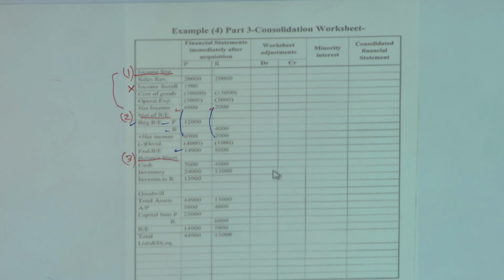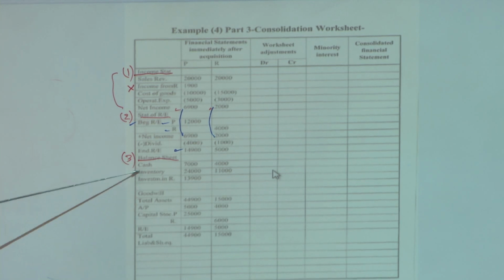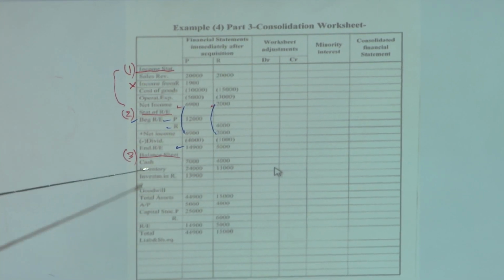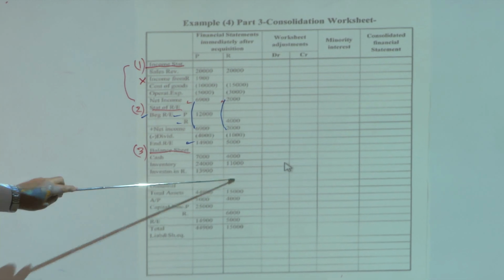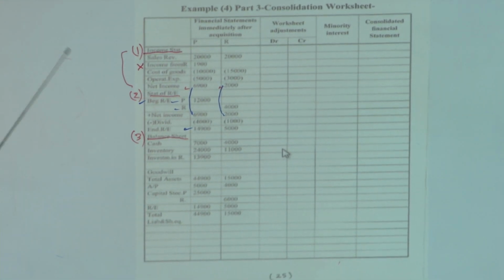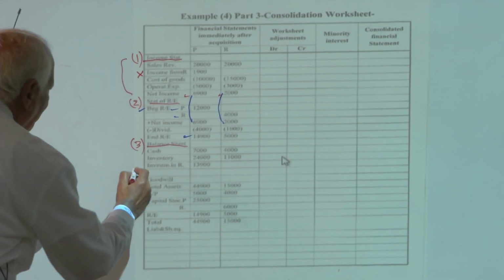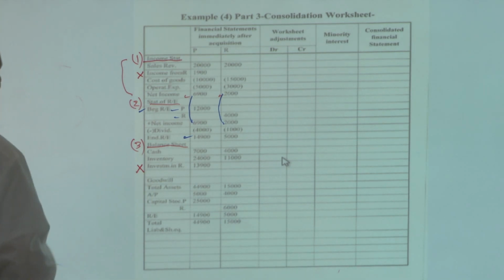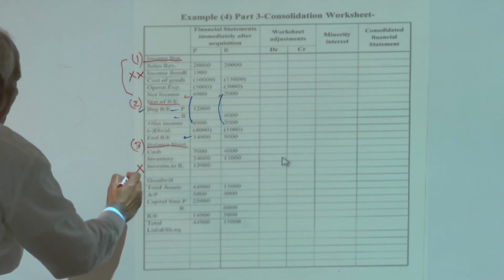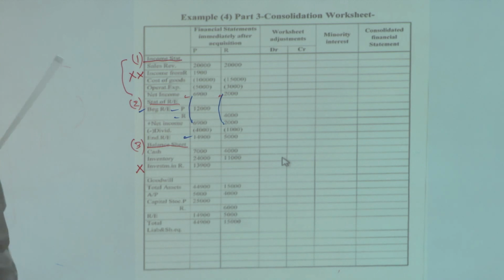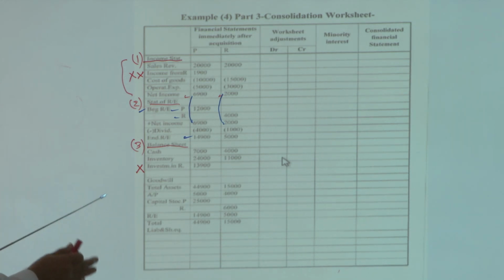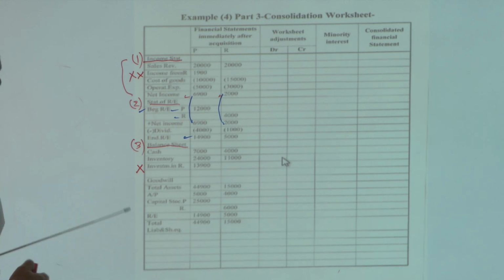We have the last one. And for this one here, cash, balance sheet. You have assets, cash, 7,400. Inventories, 2,411. Investment, I put an X besides this one. Investment, we need to eliminate this. And goodwill. Do I have a goodwill? We'll find out. That's why I put it here.